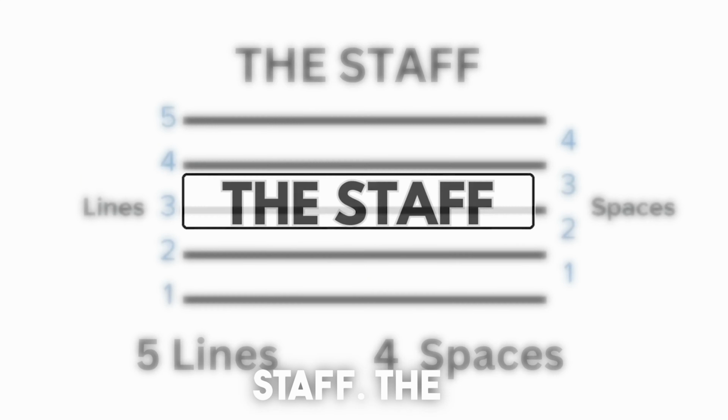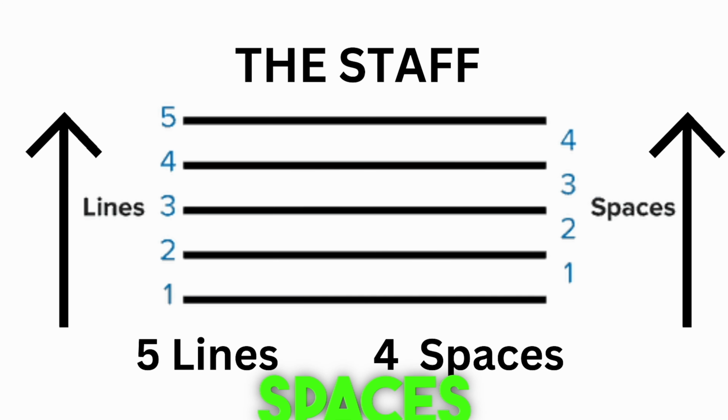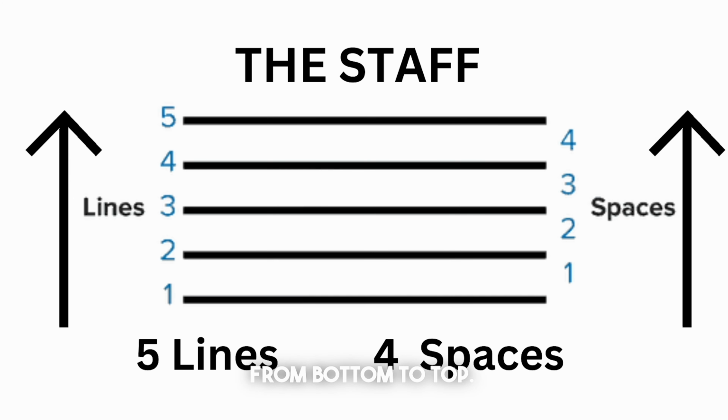The musical staff. The staff consists of 5 lines and 4 spaces. Each line and space represents a different pitch or note. The lines and spaces are numbered from bottom to top.